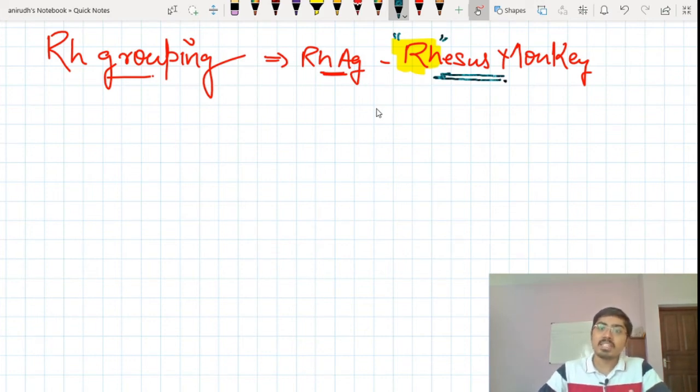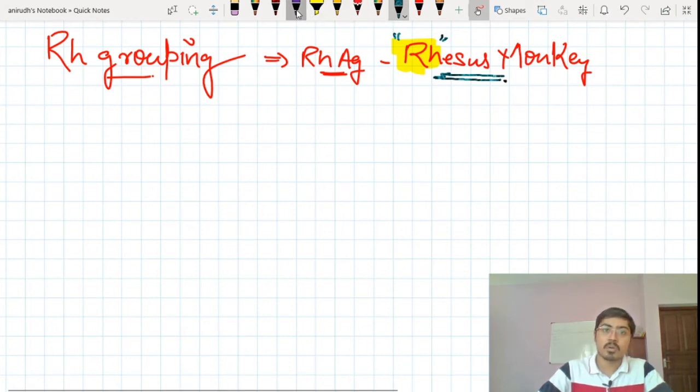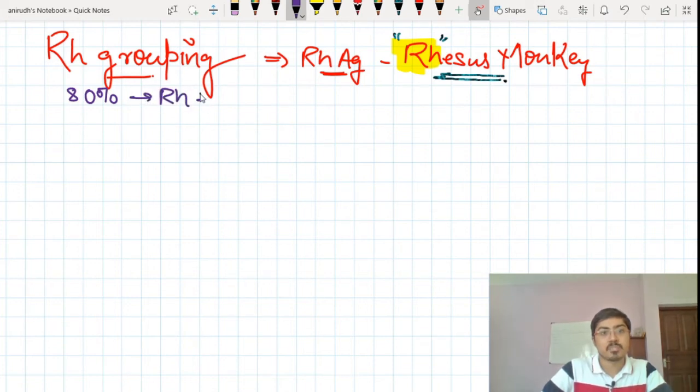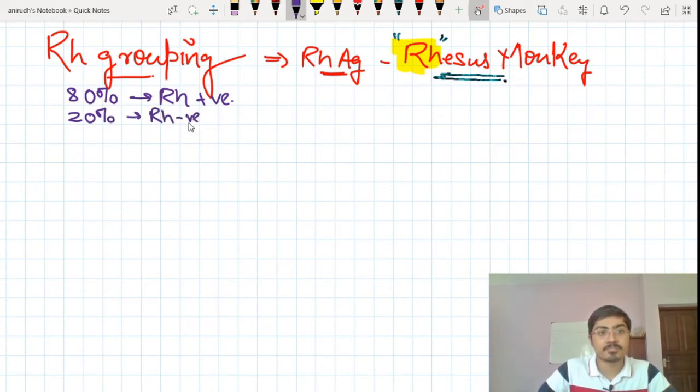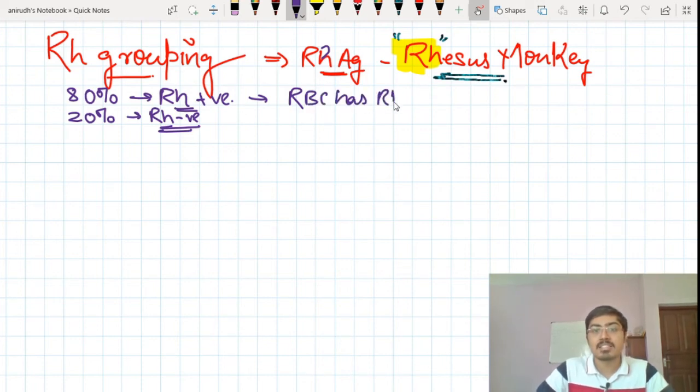And when we tested everyone, we came to an understanding that one important point is that 80% of people are RH positive, and the rest 20% of the population in the world are RH negative. What do you mean by RH positive? That means this person's RBC contains the RH antigen. That means the RBC has RH antigen.